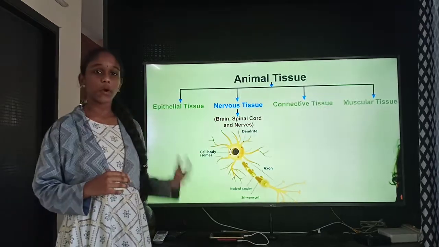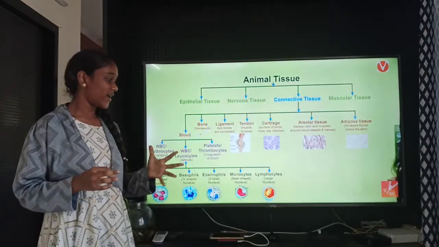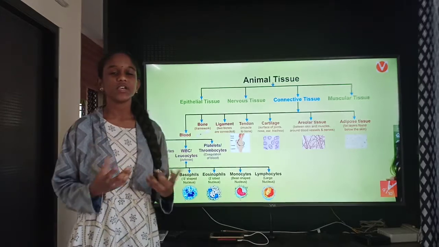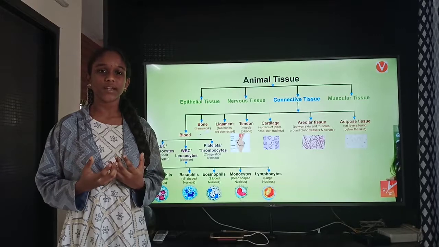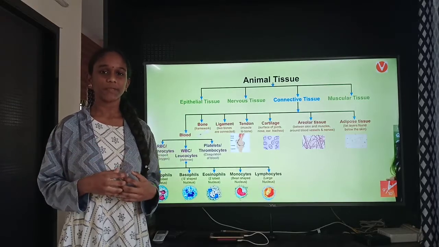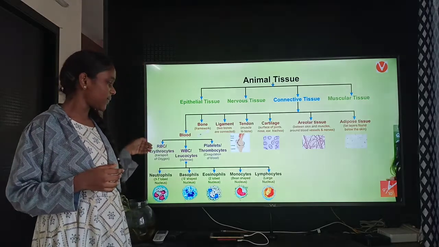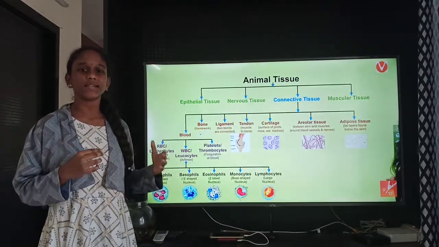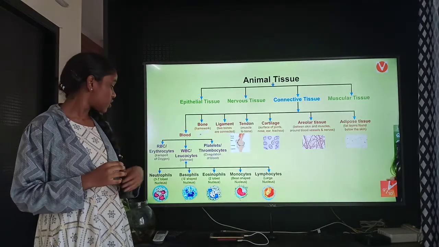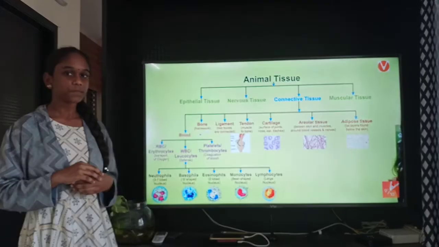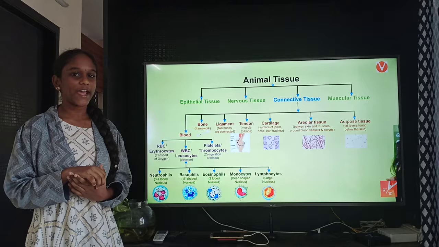Now let's talk about connective tissues. Alright, these connective tissues are divided continuously into so many types. First type is blood. We all know blood is very important to our life. If there is no blood, we are also not there. So blood has three basic components. First, RBC. It is also called erythrocytes. These erythrocytes are used to transport oxygen and carbon dioxide.